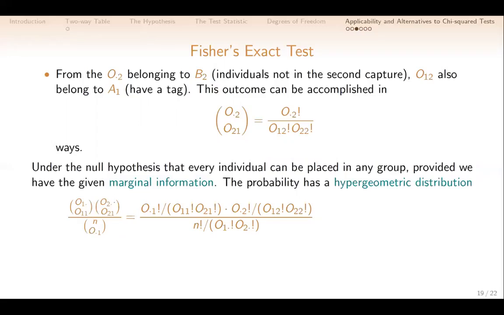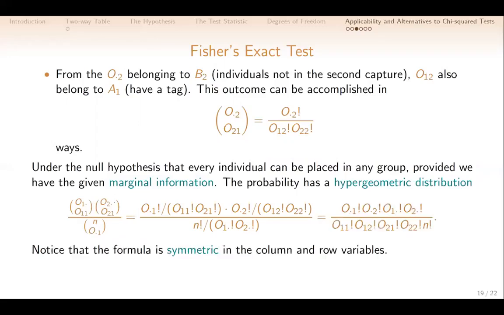And then I divide that by n factorial over O1. times O2., both factorials. And then I'm going to rearrange things. And if I do that, the O1. and the O2. stay on top, and the O.1 and O.2 stay in the top, but the O1. and O2. factorials will move from the denominator up to the numerator. And then all the individual terms, O11, O21, O12, and O22, and N, all move to the denominator. So that's the expression, all 9 terms.